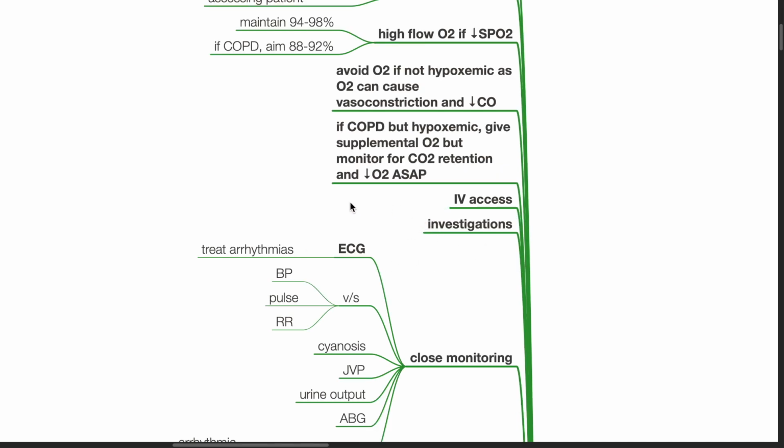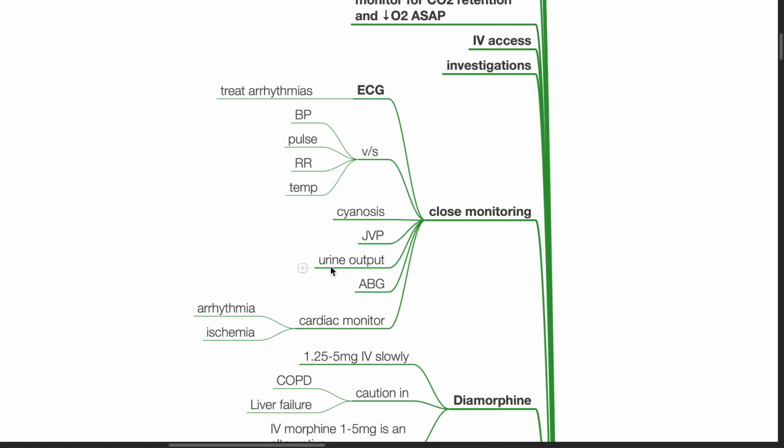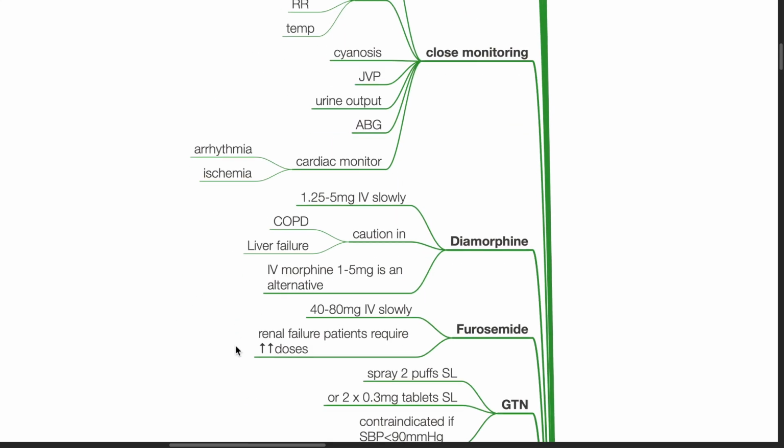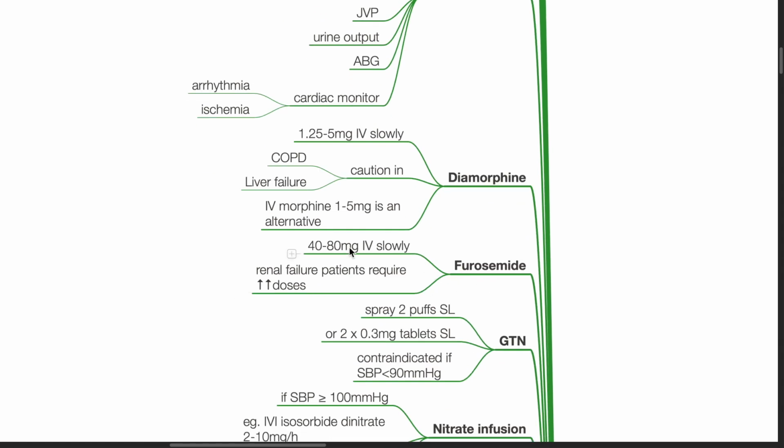Obtain IV access and request investigations as in the previous section. Close monitoring includes ECG, treating arrhythmias promptly, vital signs such as blood pressure, pulse, respiratory rate and temperature, cyanosis, JVP, urine output, monitor ABG, and cardiac monitor for arrhythmias and ischemia. Diamorphine 1.25 to 5 mg IV slowly, caution in COPD and liver failure. IV morphine 1 to 5 mg is an alternative to diamorphine. Furosemide 40 to 80 mg IV slowly, renal failure patients require increased doses.